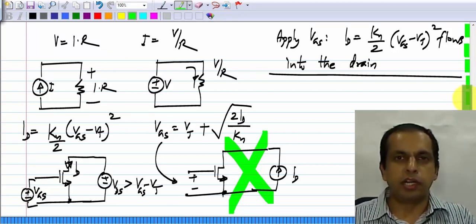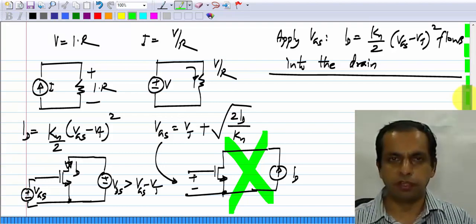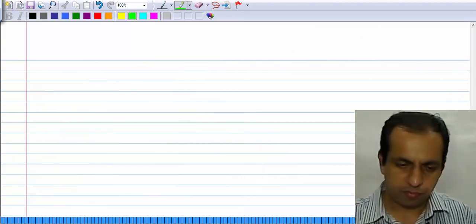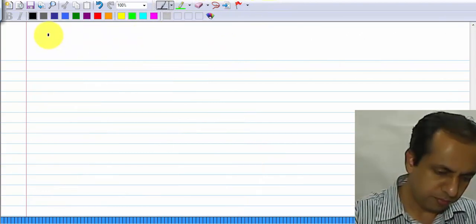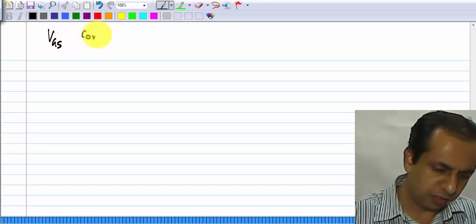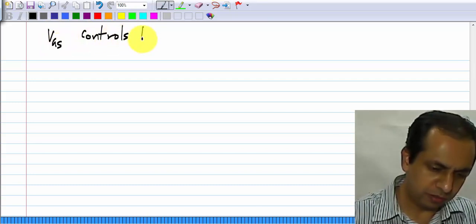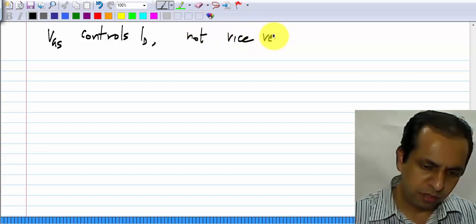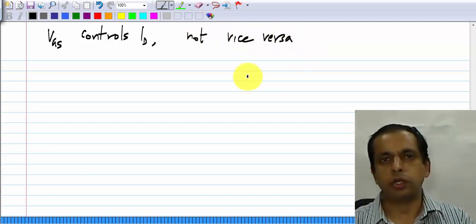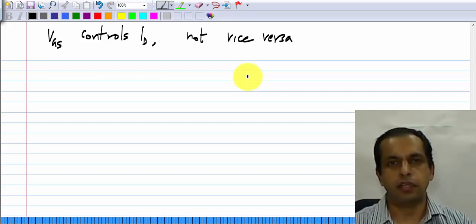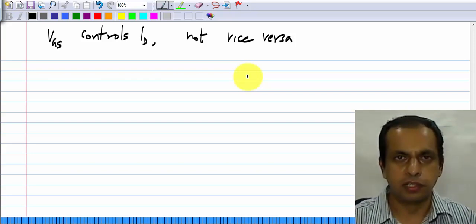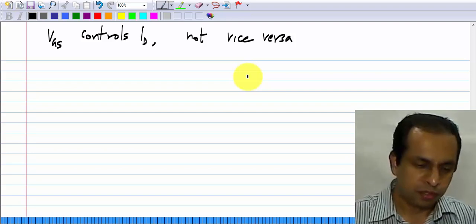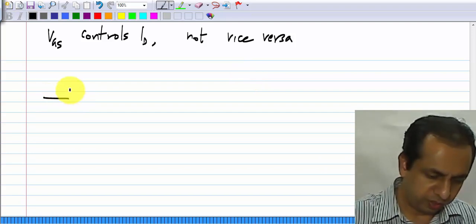So how do we set up a transistor so that a fixed amount of current is flowing? There is only one way. There is only one quantity that changes the current in a MOS transistor, and that is the gate source voltage. So what you have to do is the following.